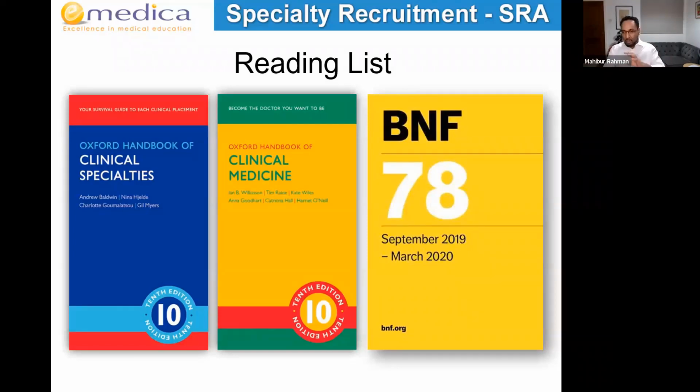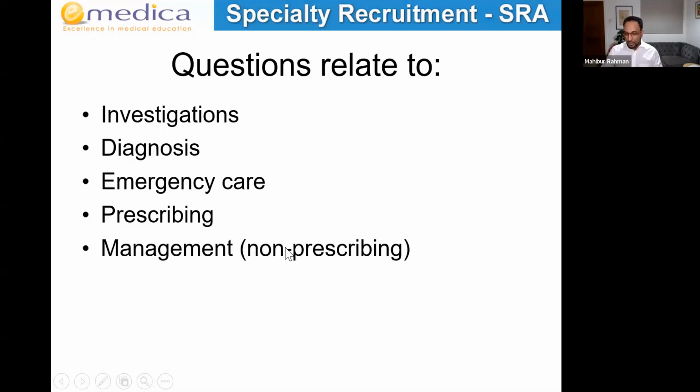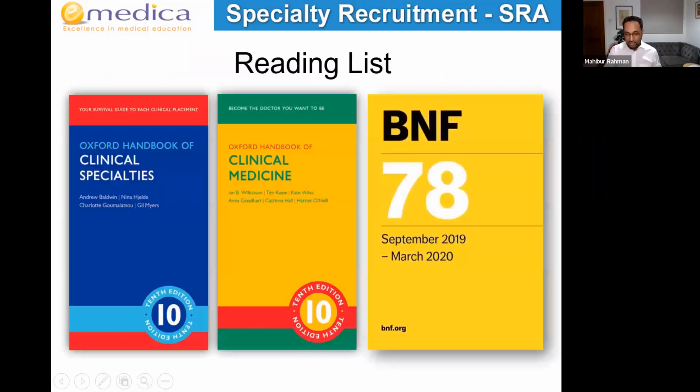Now, unfortunately, even the Oxford Handbook of Clinical Medicine and Specialties 10th edition, both of those are already out of date in terms of clinical guidelines. So for questions that relate to prescribing and management, non-prescribing, and sometimes what's the right test to do in certain situations, they're out of date for that. And that's because a lot of guidelines changed in 2018 and 19.